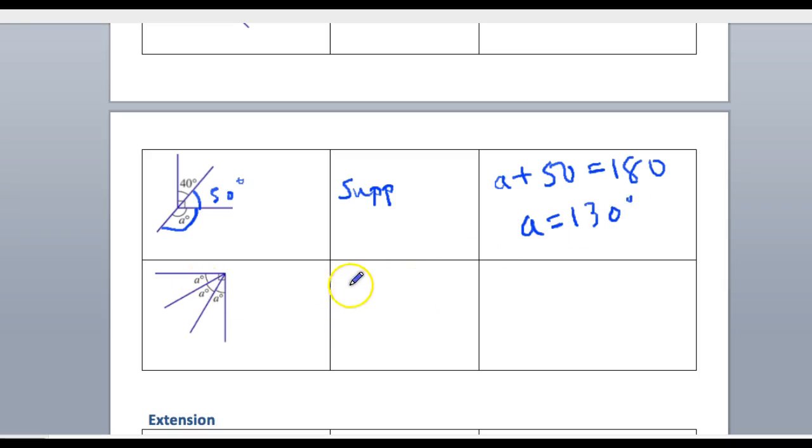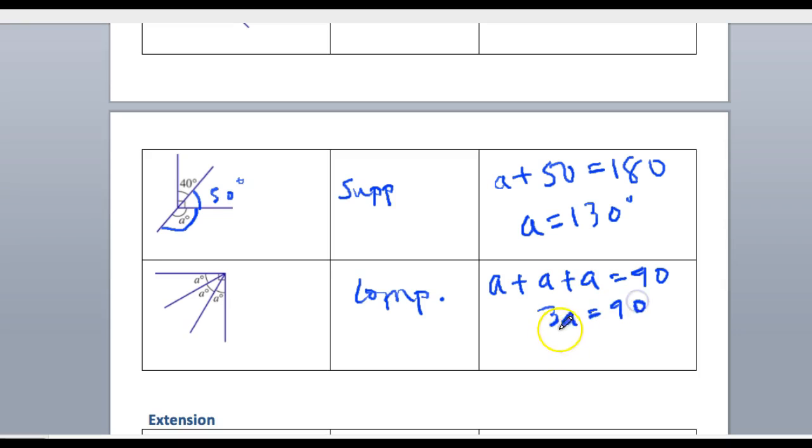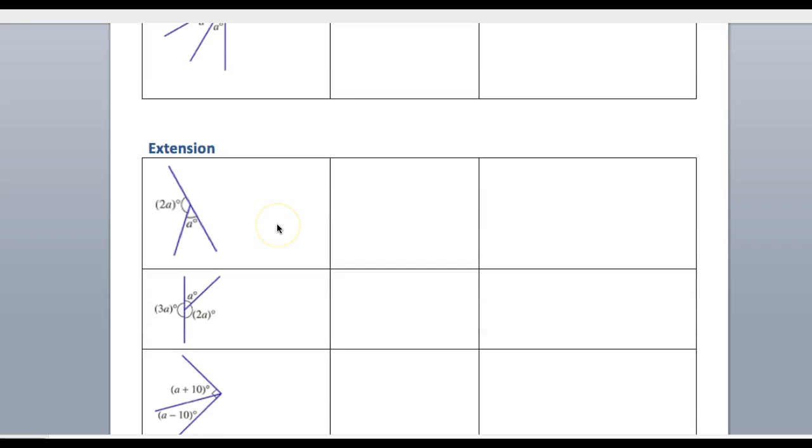This last one here, we've got complementary angles. And we've got 3 lots of A, so we can say A plus A plus A is equal to 90. So 3A equals 90. So what number multiplied by 3 will give you 90? 3 times 30 gives you 90. So A is equal to 30 degrees. So those are a bit harder. Then we do move into the extension questions here.